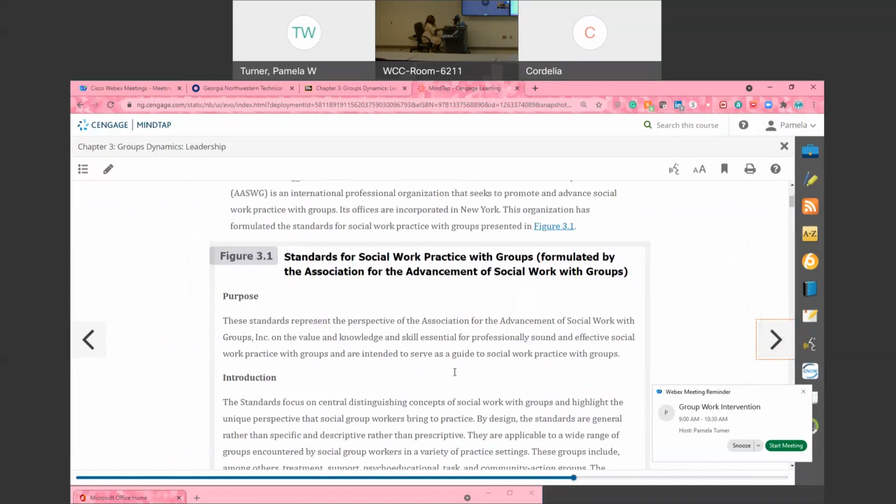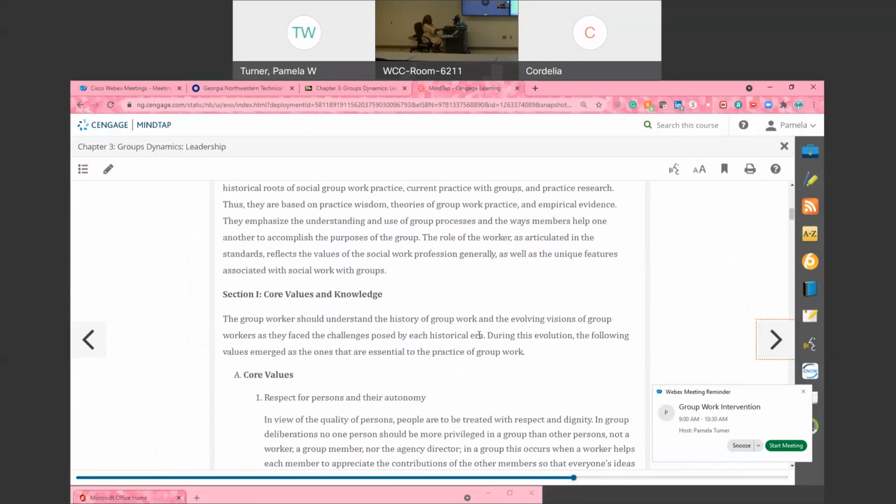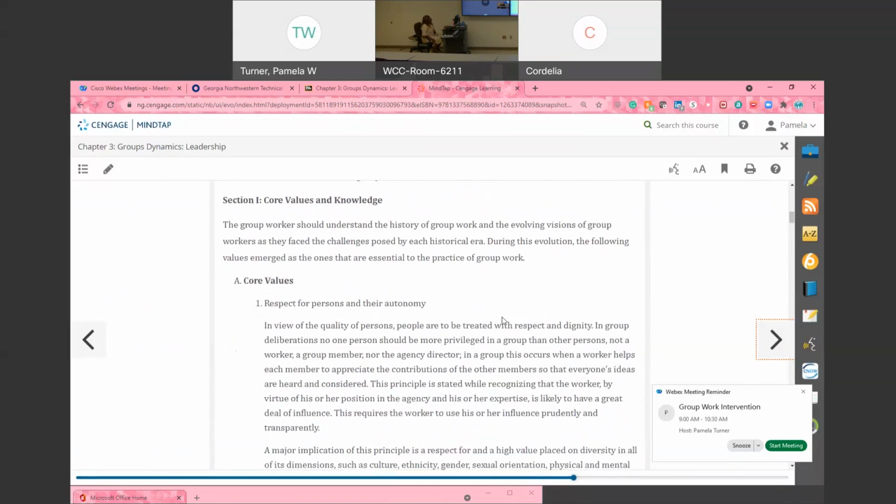So the standards, and these of course are the NASW standards. The counseling standards are pretty much the same when it comes to group, okay? So of course, core value and knowledge. The group worker should understand the history of group work and know how it works, knowing that group members don't come to group knowing each other. In the beginning, they're not sharing a lot because they don't trust anybody. Respect for a person's dignity and autonomy, right? People have the right to self-determination.